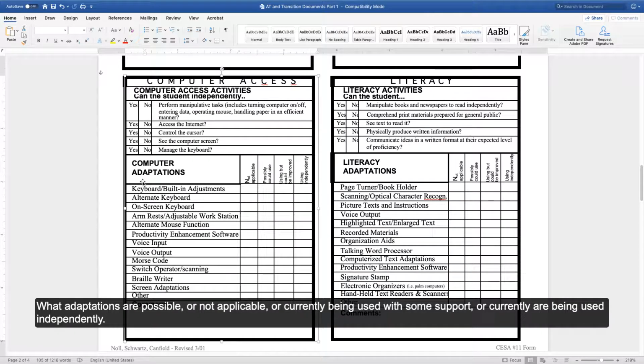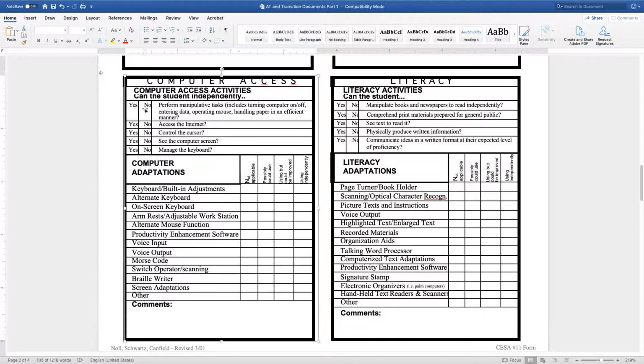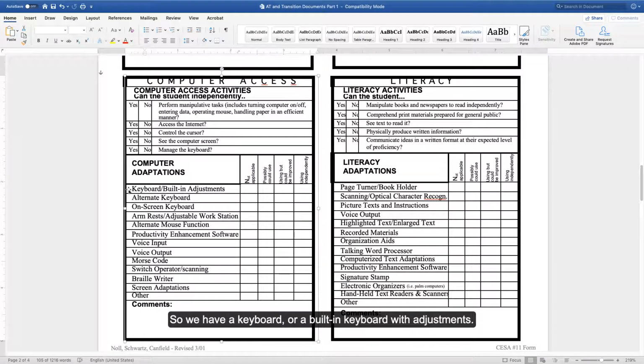What adaptations are possible or not applicable or currently being used with some support or currently are being used independently? So we have a keyboard or a built-in keyboard with adjustments. Again, your choices are not applicable, possibly could use, using but could be improved, or using independently.